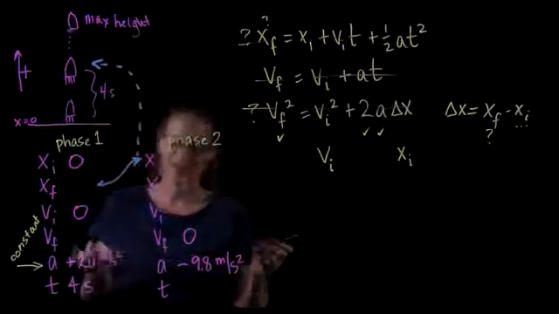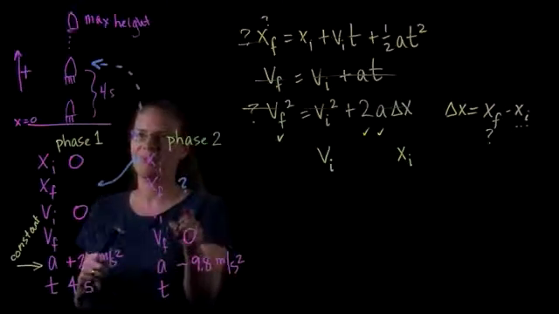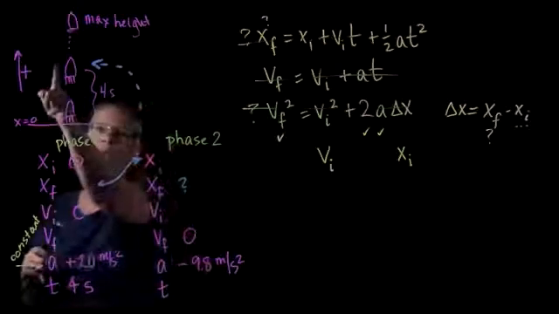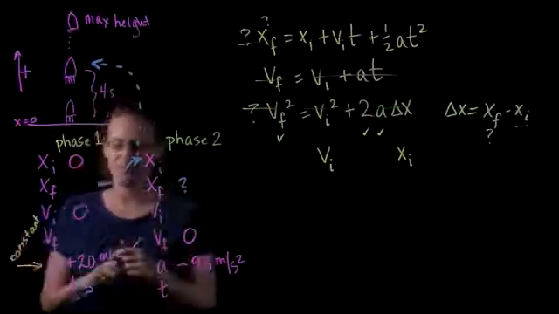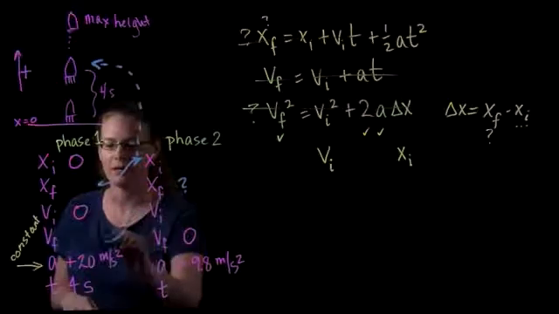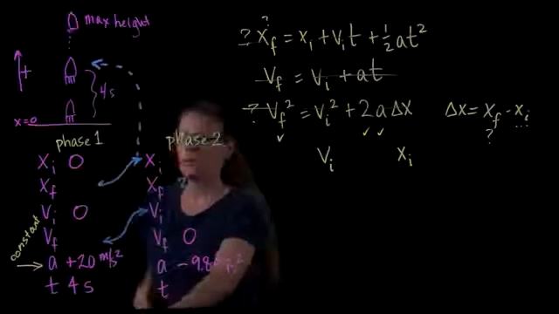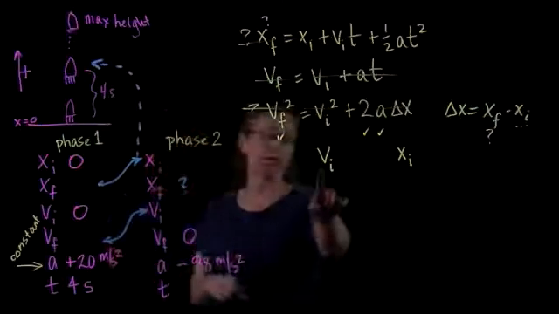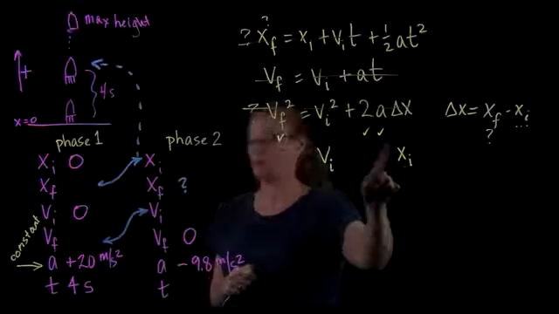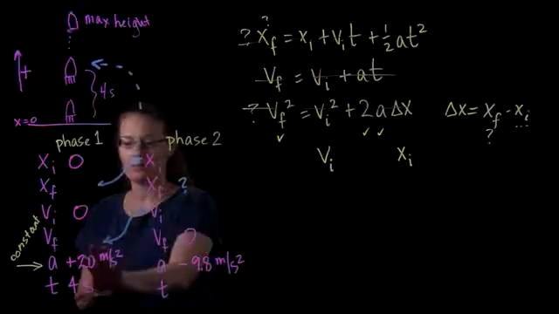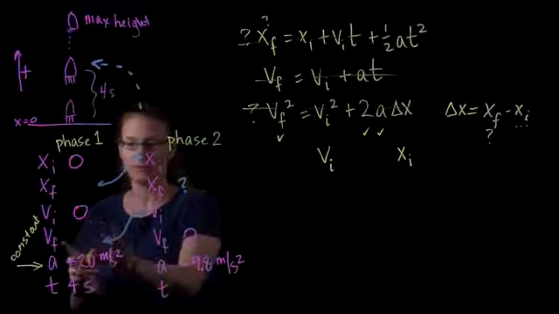Can you guess what I'm going to do next? What's the initial velocity of phase 2? Well, yep, it's going to be the same as the final velocity of phase 1. And so we can get this useful information. We can get v initial. We can get x initial from this information. So, well, I hope we can at least.